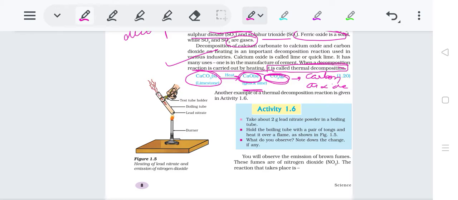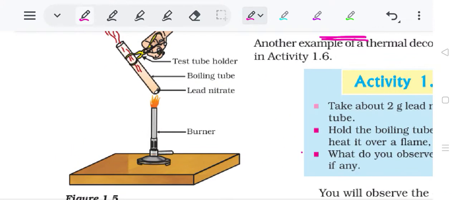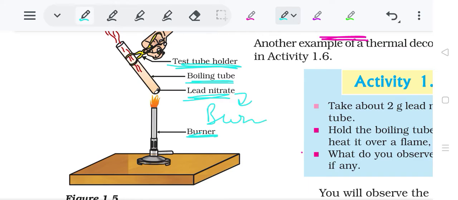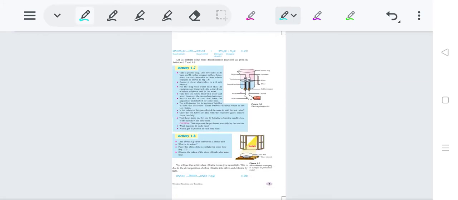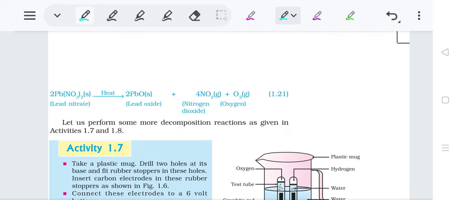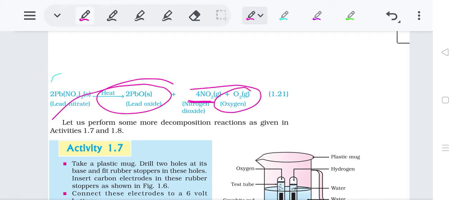Then we have another example. You have a test tube holder, a boiling tube, lead nitrate and a burner. Now we are heating lead nitrate. Then we have this reaction. We have lead nitrate, which is Pb(NO3)2. It breaks into lead oxide, nitrogen dioxide and oxygen. So here also we can say it is a thermal decomposition reaction.